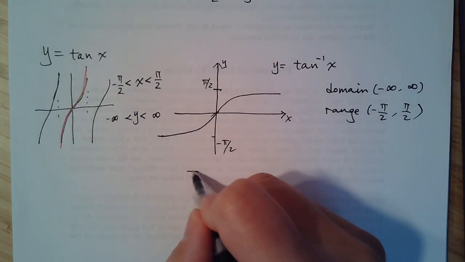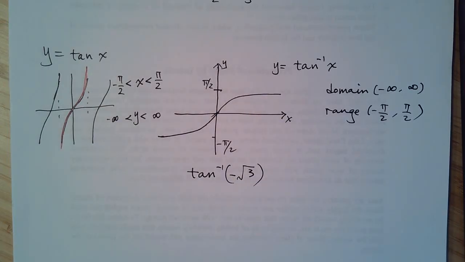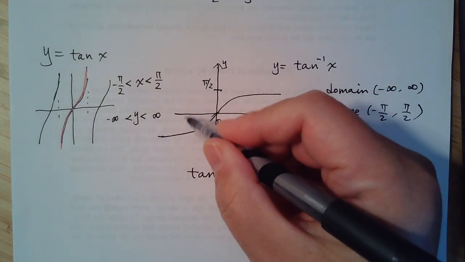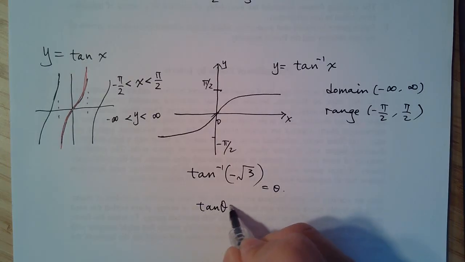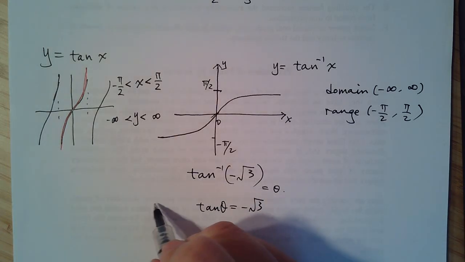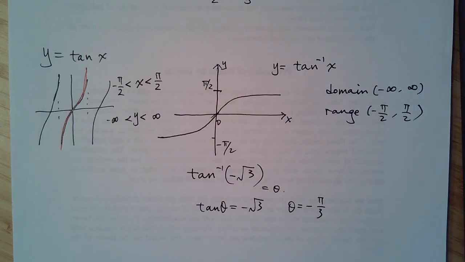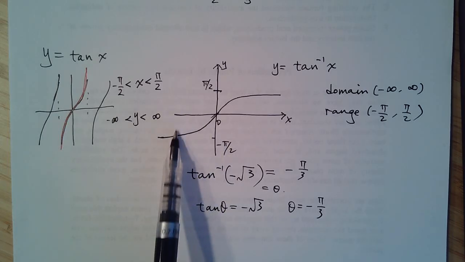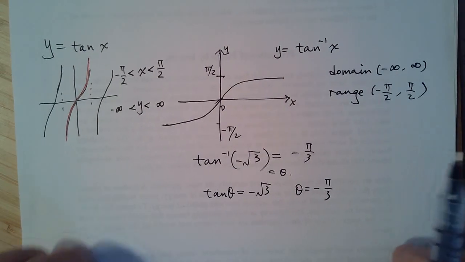All right, now if I ask you what is tangent inverse of negative root 3, can you do this? Here's a 0, negative root 3. So let's say this is a theta, okay? So tangent theta is negative root 3, which means theta has got to be negative pi over 3. So tangent inverse of negative root 3 is negative pi over 3. Okay, so that's how you find the inverse of a tangent.